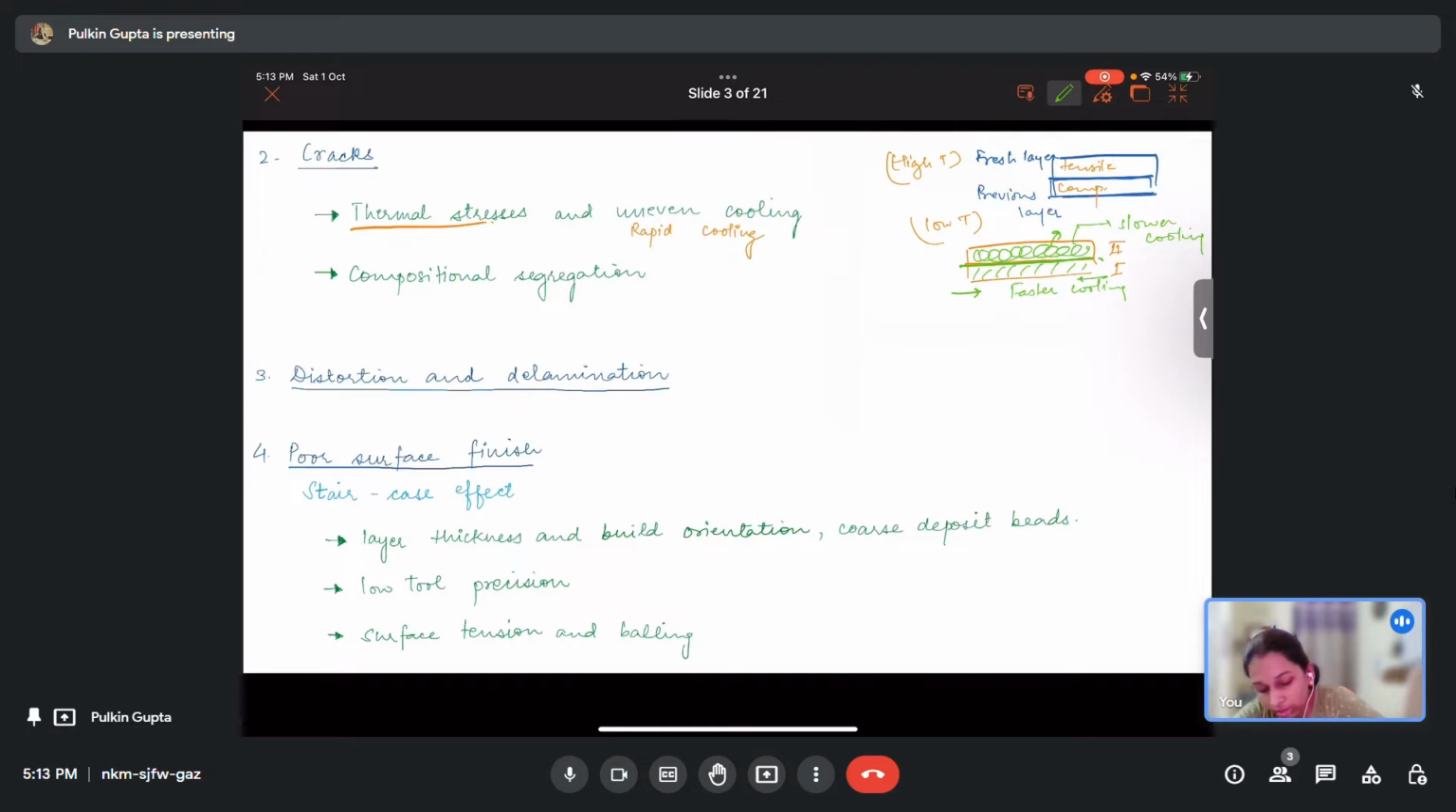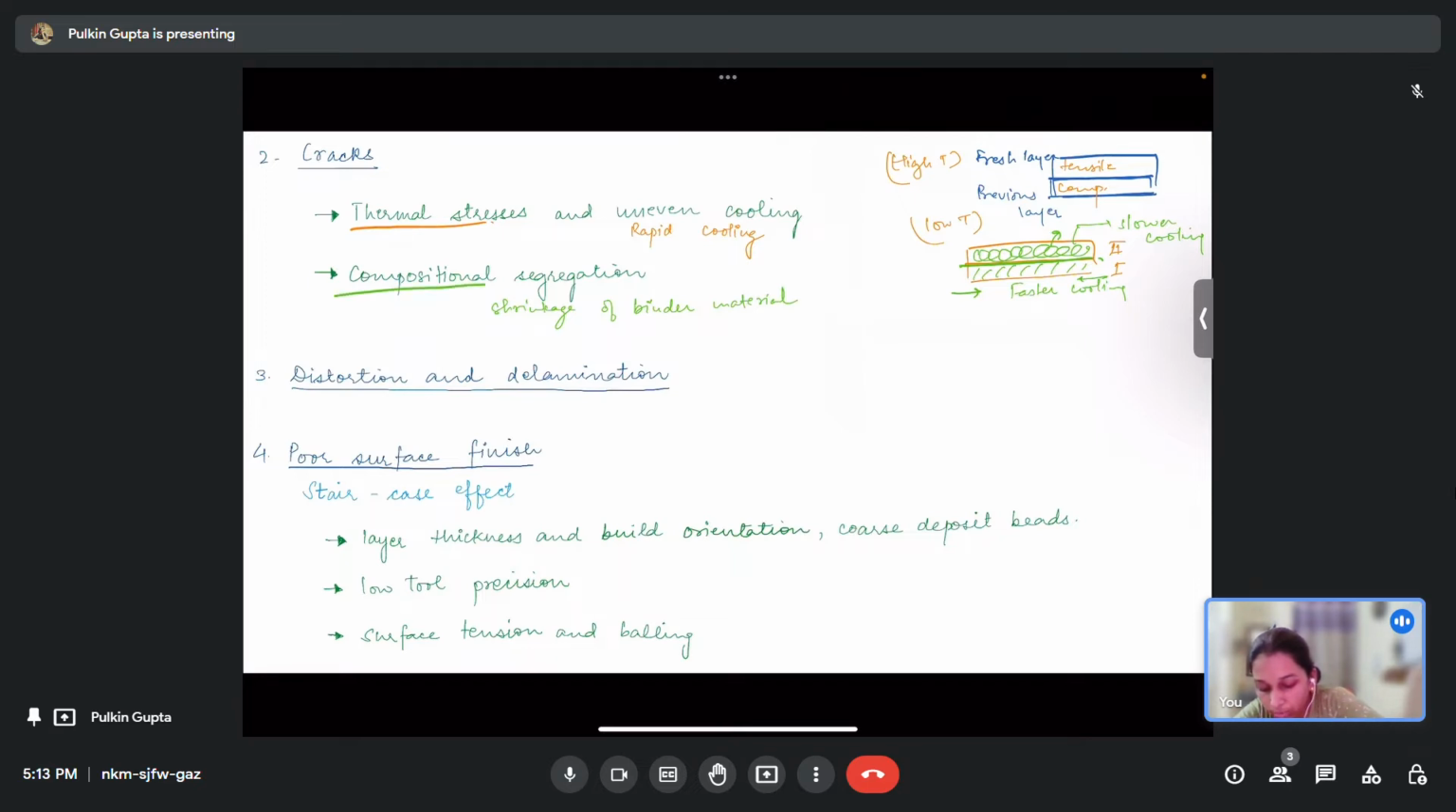Now another reason is compositional segregation and drying and shrinkage of binder material. Whenever there is compositional segregation, like there are different phases present in a component, different phases have different properties and different heating and cooling cycles. Because of the difference in cooling cycles, heating cycles, and degree of thermal stresses, cracks will develop in the component.